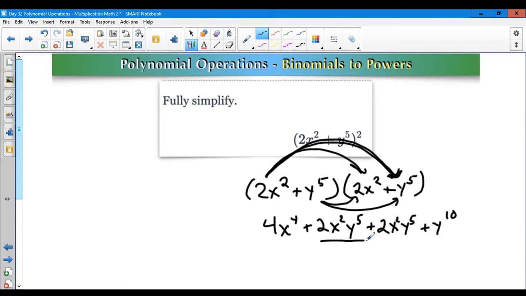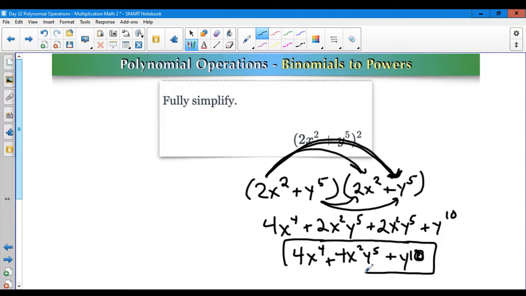As always, our like terms wound up next to each other in the middle. There is a 2x to the second y to the fifth, and another 2x to the second y to the fifth. Same variables, same exponents, so they're alike, and they can be added together to be called 4x squared y to the fifth. This 4x to the fourth is still here, and this y to the 10th is here. And that is your answer.